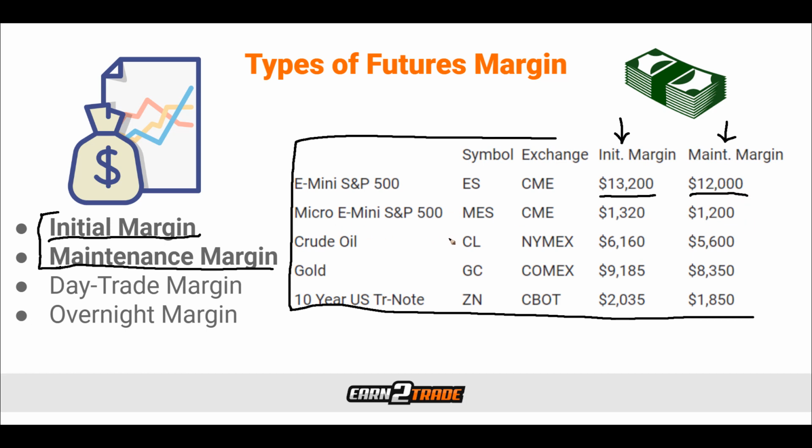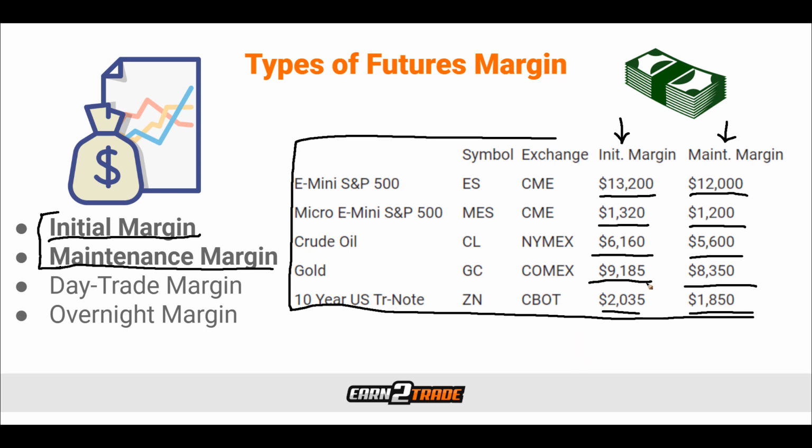Then with the micro E-mini S&P 500, it's only 1320. So we just take a fraction of that and bring it on down. And for the maintenance margin, same scenario, same ratio, down to 1,200. Crude oil is going to be 6,160 with a maintenance of 5,600. Gold is 9,185 with a maintenance of 8,350. And then our 10-year Treasury note is 2,035 with a maintenance margin of 1,850. That's just because T-notes always have some arbitrary numbers.